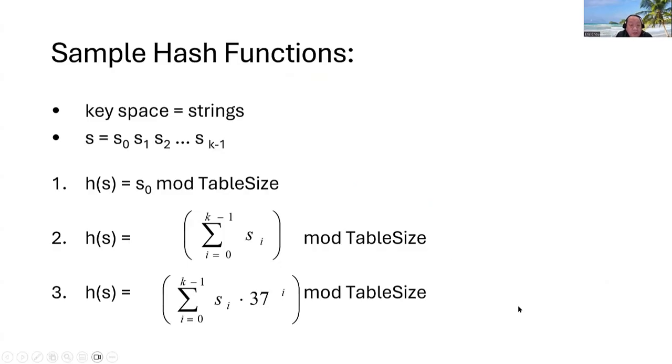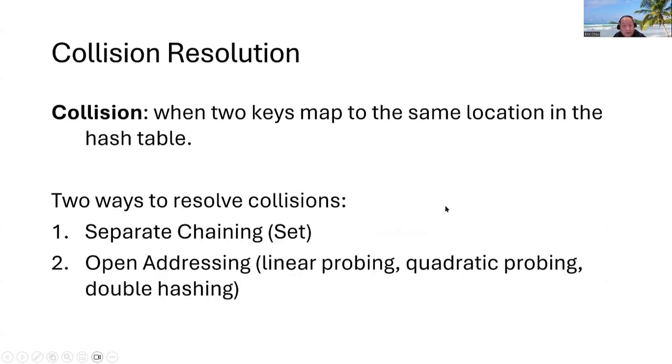There are different ways of doing the hash function. Right here you have a string with characters 1, 2, 3, 4, 5 to k, and then you do a summation of the numbers and then mod the table size. This is one way to do it. There are several ways to do a hash function. We don't go into the detail of each hash function's design.